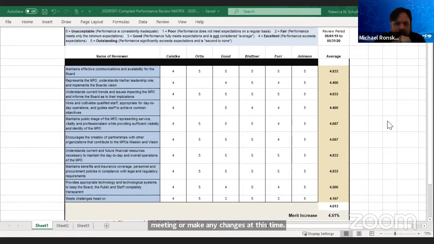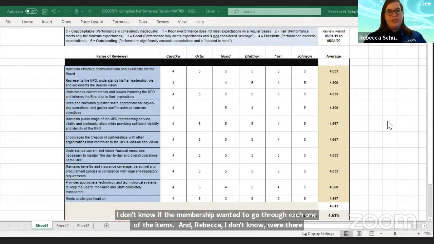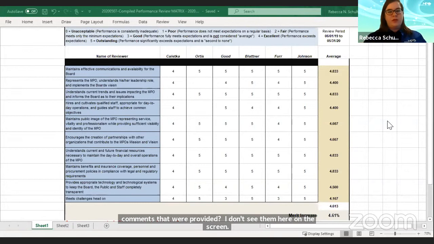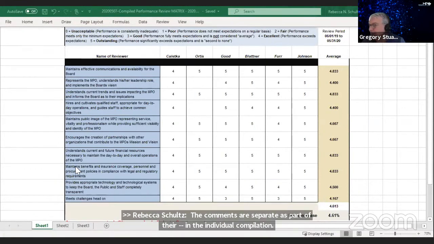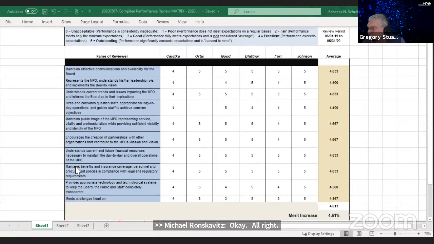And Rebecca, I don't know where their comments that were provided. I don't see them here on the screen. The comments are separate as part of the individual compilation. All right. If you go to the agenda item, I think it's attachment 3, that actually has comments from each of the members. I can read them into the record, and I appreciate everybody's comments that were provided.